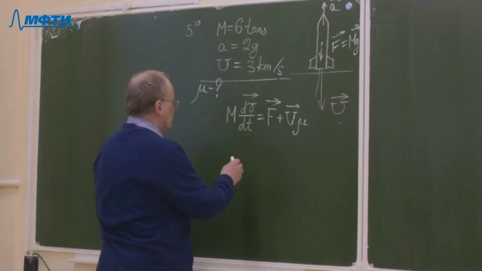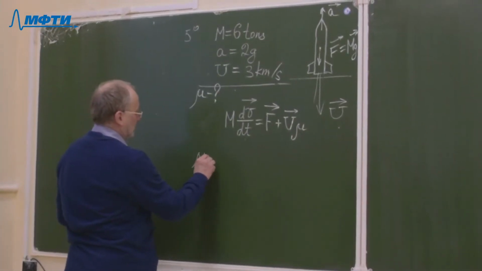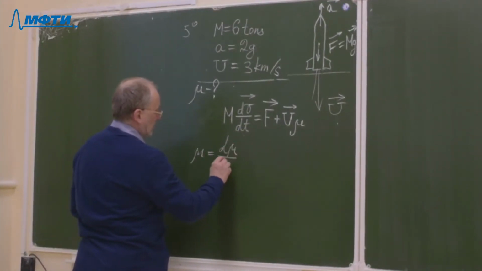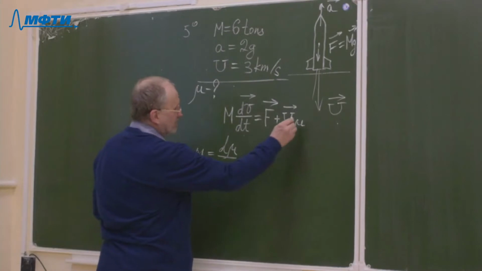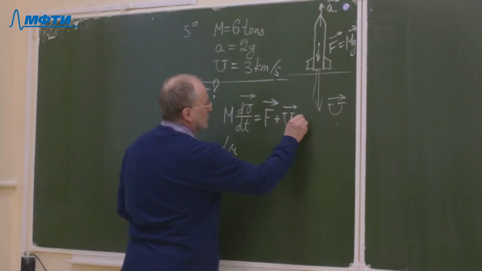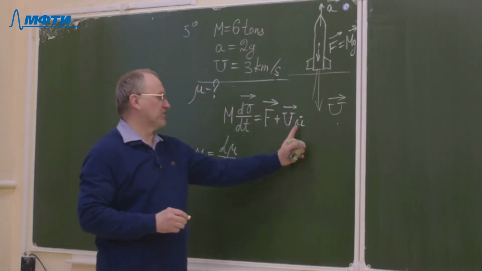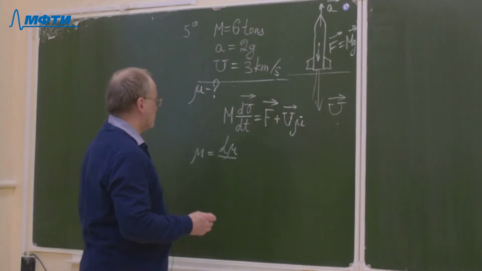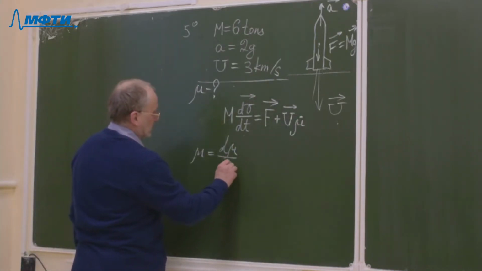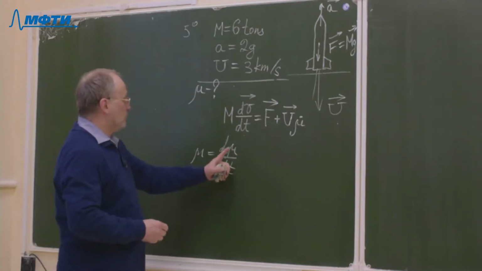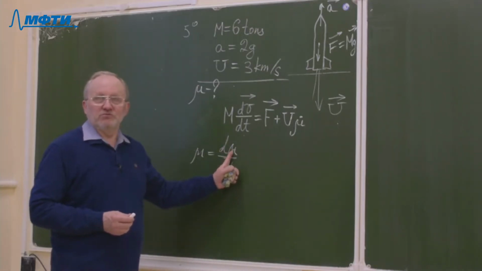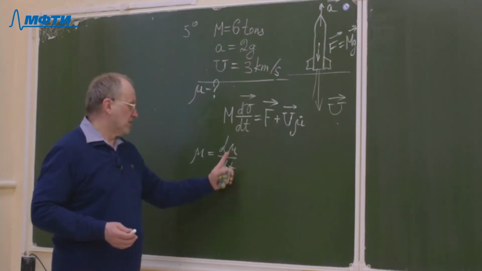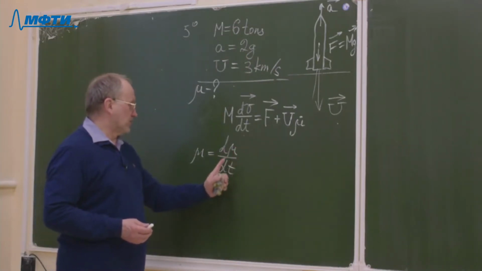We define mu as mu dot, certainly. That was my mistake, I forgot to put the dot here. That is the time derivative, that is d mu by dt. Mu is the amount of fuel which is spent. How many kilograms of fuel per second is spent by the rocket engine?